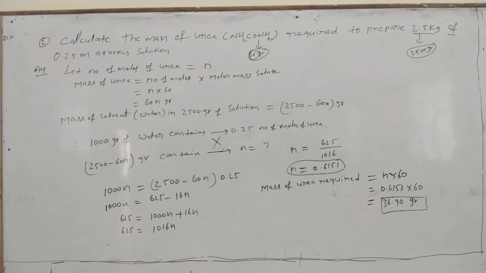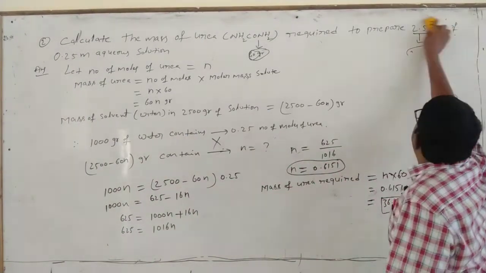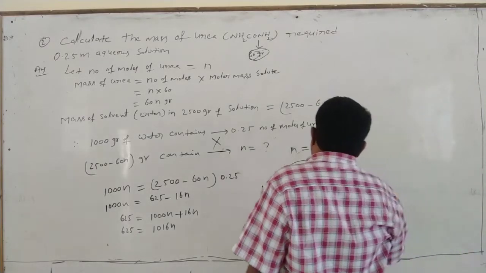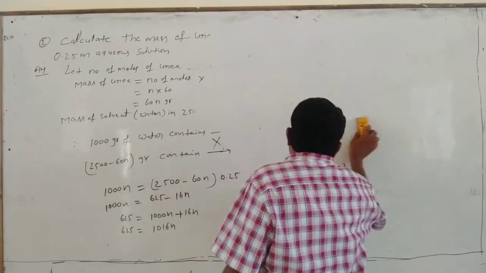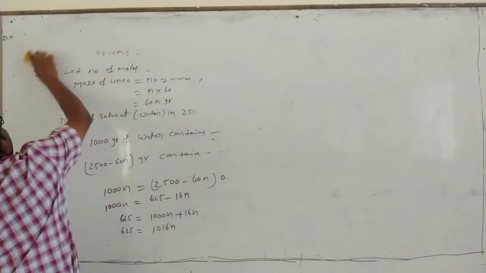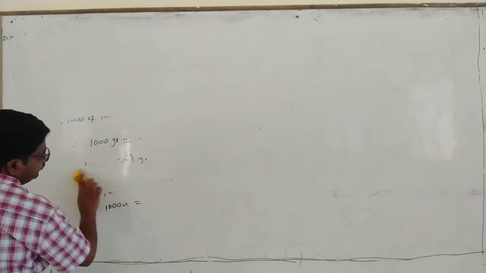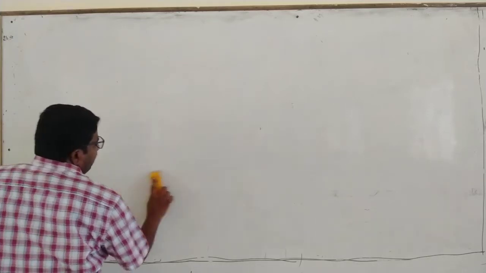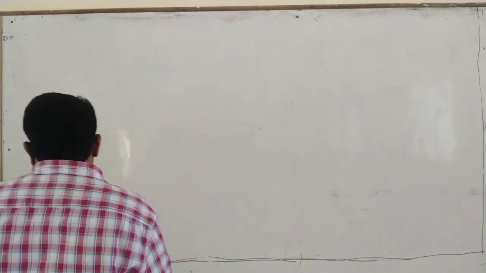So next one is mole fraction. Normality, formality, and three other concentration expression methods are there. So next one is mole fraction. Here the relation between molarity and molality is completed. Now next one is mole fraction.